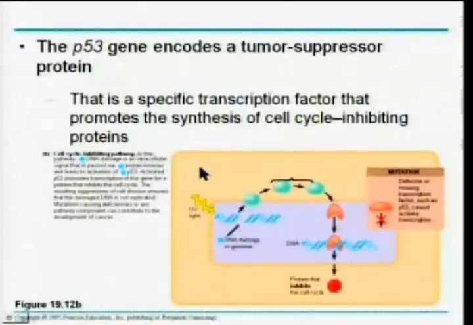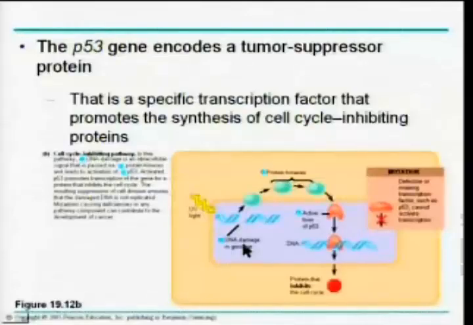So let me click and see if they're bringing in numbers here. Okay. So number one, the DNA damage in the genome occurs. So DNA damage is an intracellular signal that is passed via number two, the protein kinases and leads to activation of the active form of p53. The activated p53 promotes transcription of the gene for a protein that inhibits the cell cycle. The resulting suppression of the cell division ensures that the damaged DNA is not replicated.